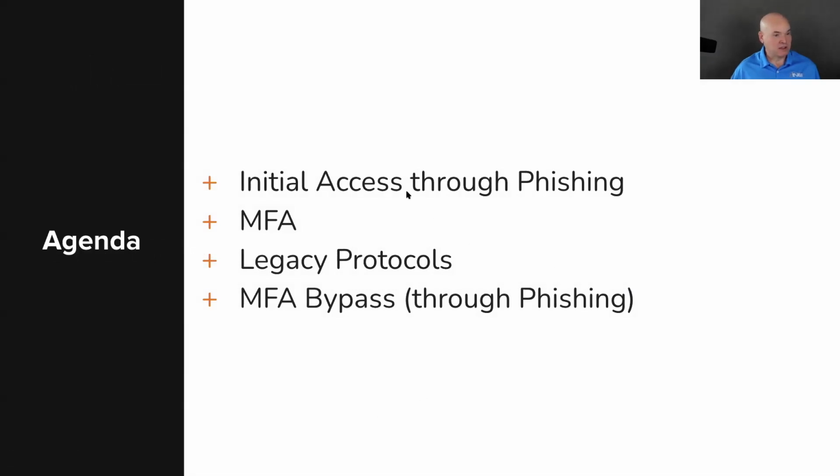So initial access through phishing. That's one of the ways that you get access. Going through and exploiting MFA is a way to get access. Also, legacy protocols can be used, and then you can buy MFA bypass through phishing.